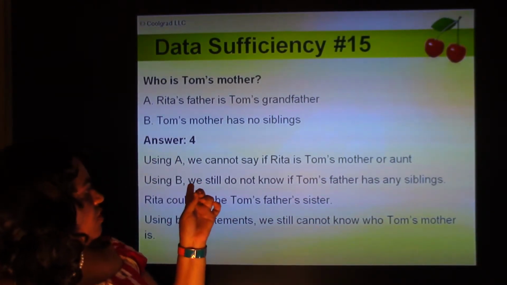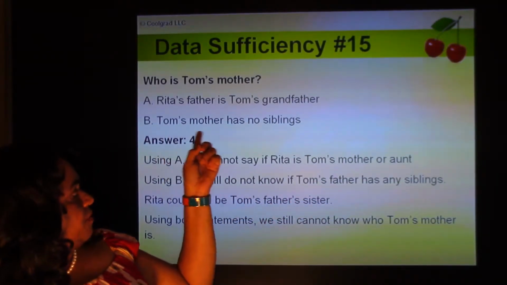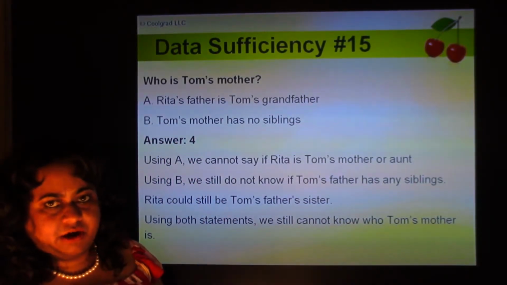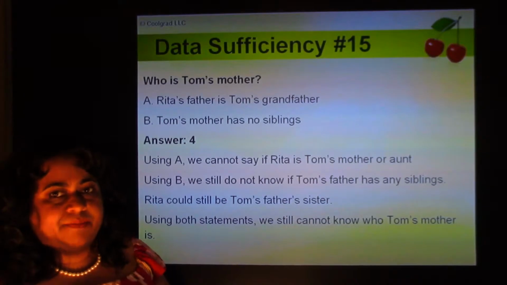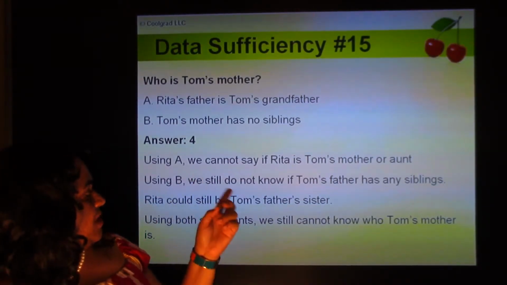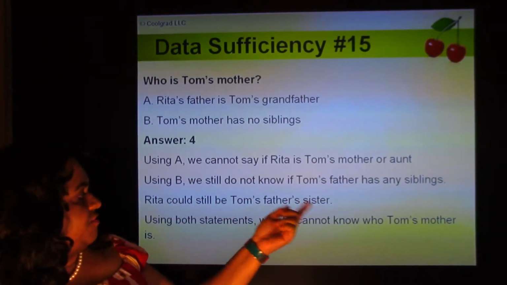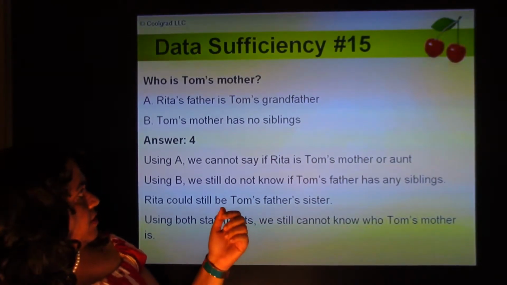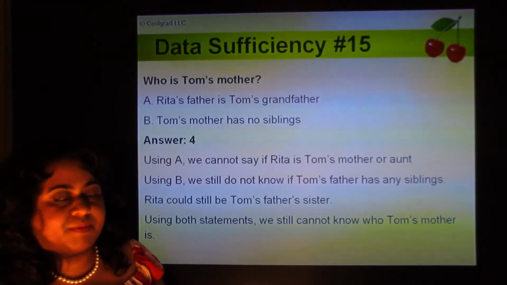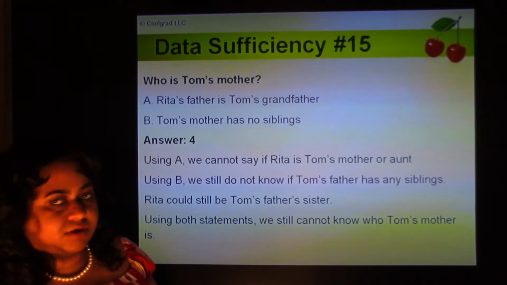Using statement B alone, we still do not know if Tom's father has any siblings. Tom's mother has no siblings, so clearly Rita is not a maternal aunt. Rita can either be the mother or she can be the father's sister. So we still don't know if Tom's father has any siblings. Rita could still be Tom's father's sister. Using both the statements together, we still cannot know who Tom's mother is. So both the statements together are insufficient. So we pick option 4.